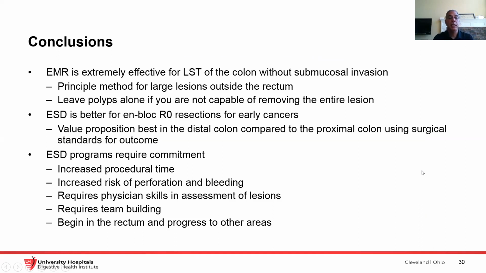In conclusion, EMR is extremely effective for laterally spreading tumors of the colon without submucosal invasion. It's the principal method for removing large lesions outside the rectum, in my opinion. Leave polyps alone if you're not capable of removing the entire lesion. In my opinion, ESD is better for en bloc resections. That gives you that R0 resection for early cancers. In my opinion, the value proposition here is best in the distal colon compared to the proximal colon, using surgical standards as our outcomes.